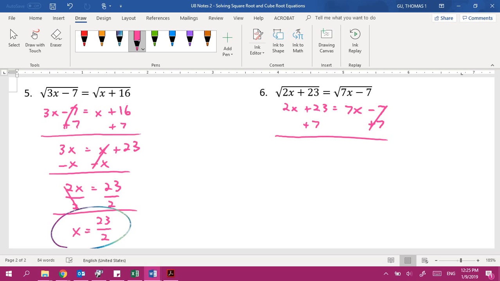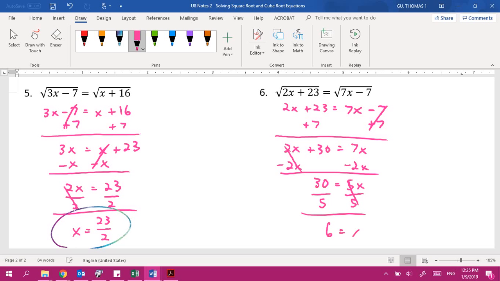So what's left after I add 7 to both sides? 30. 2x plus 30. Equals? Right? So now what is next? Minus 2x. Leaves me with? All right, 30 equals 5x. And then we got one final step. What is that going to be? Divide by 5. X equals 6. That is correct. X equals 6. Nice.